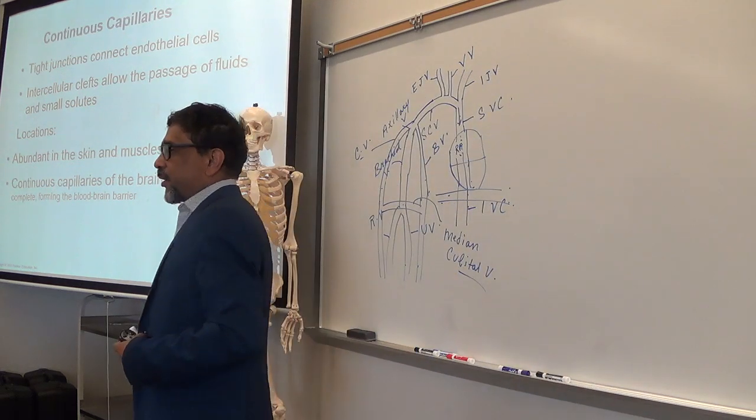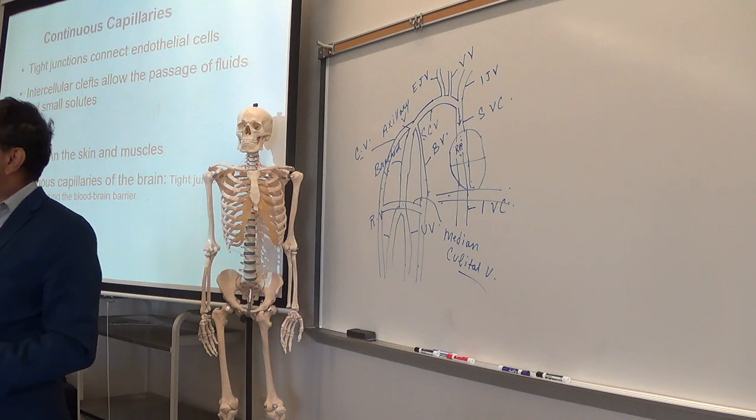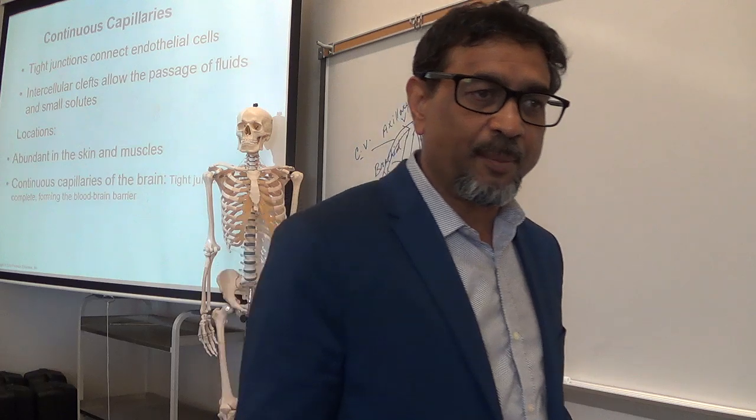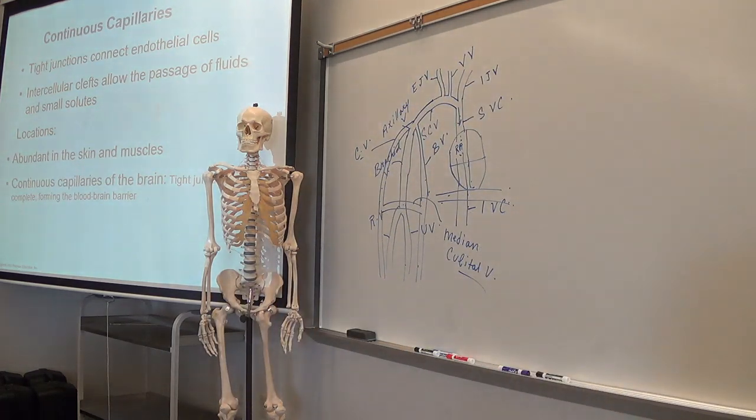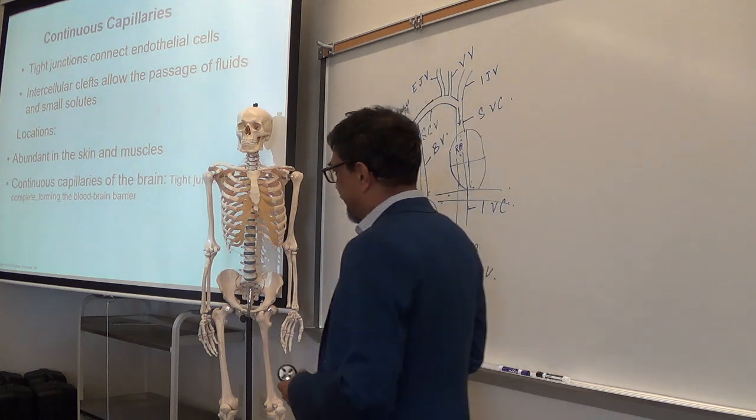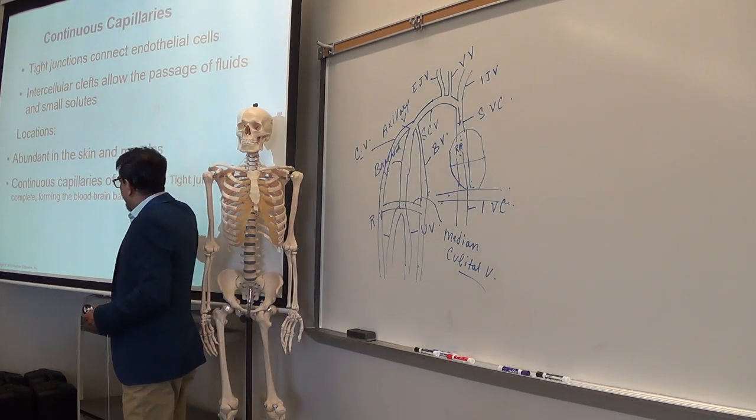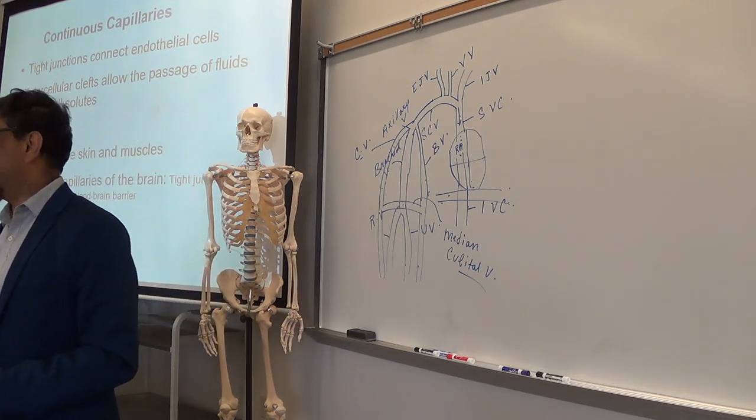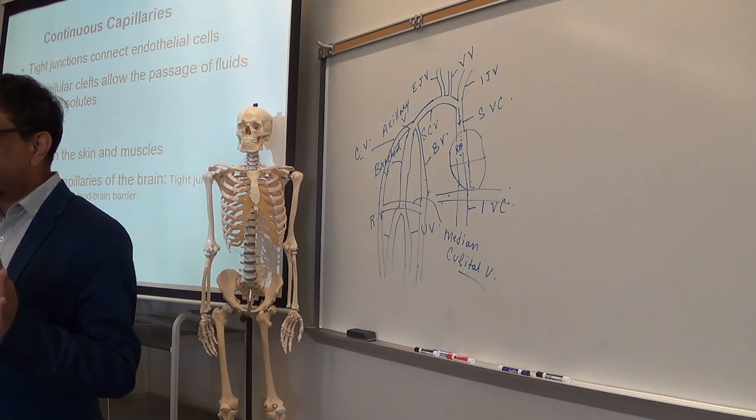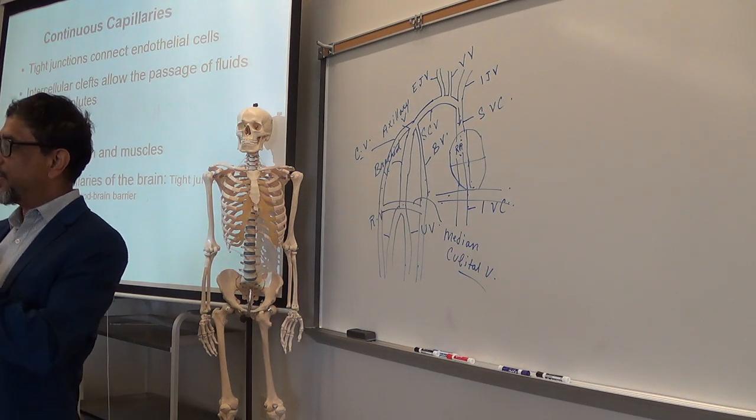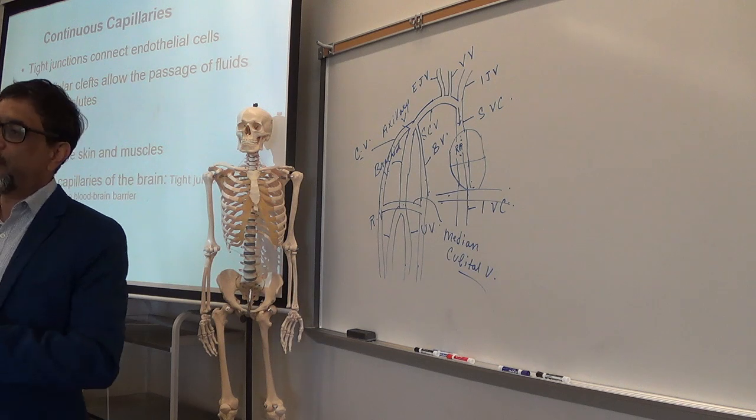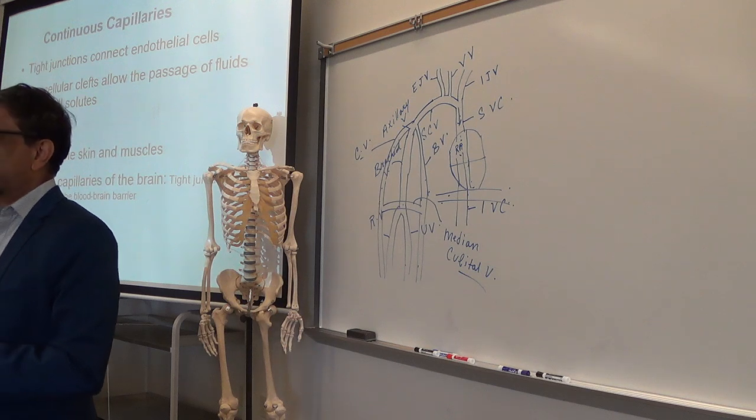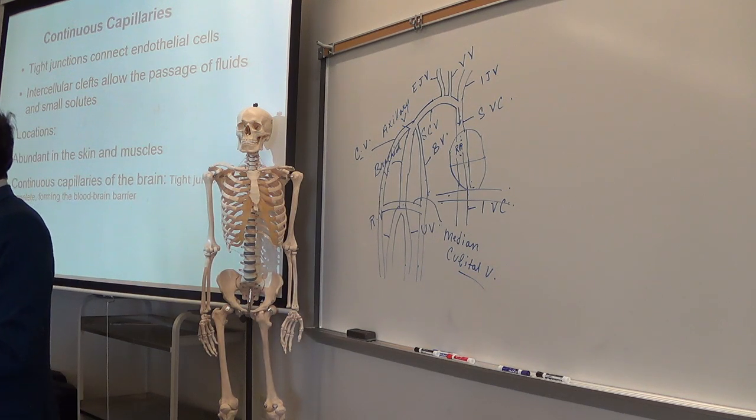Now, continuous capillaries are also present in the brain, but the wall of continuous capillaries in the brain is different than the wall of the continuous capillaries in the skin and muscles. In the brain, the wall is less permeable than skin and muscle. Make sense? In the brain, the wall of continuous capillary is what? Less permeable. Why? What do you think? Protection. Say loud. Protection. Protection, very good.